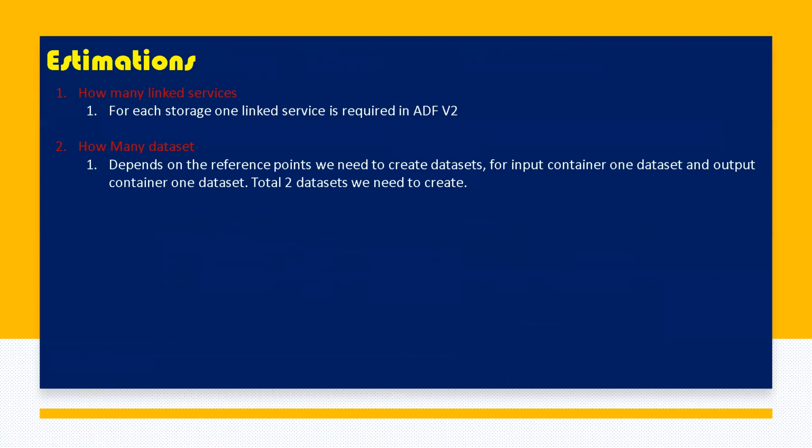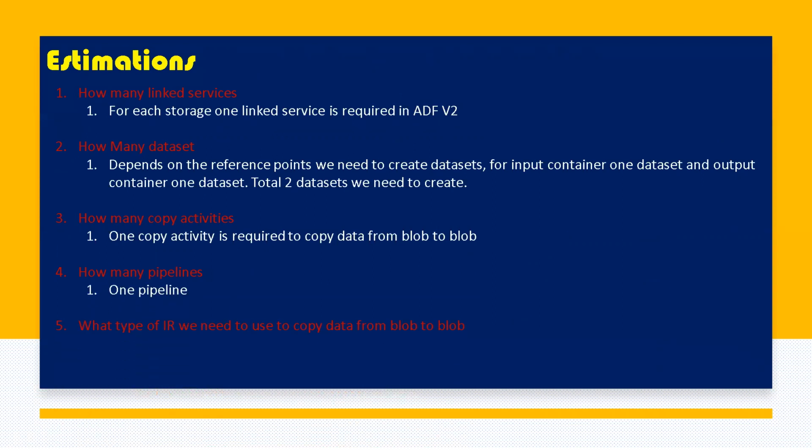In this scenario, we have to create two datasets, one for source identification and another for destination identification. That means the source file and then the destination file. Then how many copy activities are we going to use? Only one copy activity, to store the data from blob to blob. And how many pipelines? Only one pipeline.